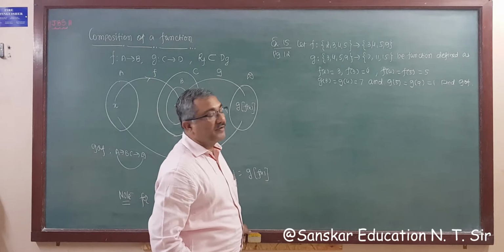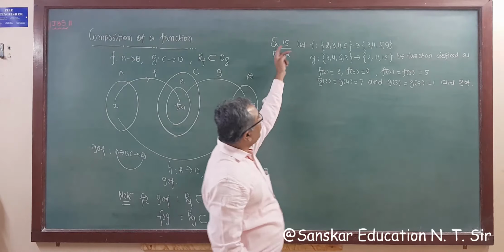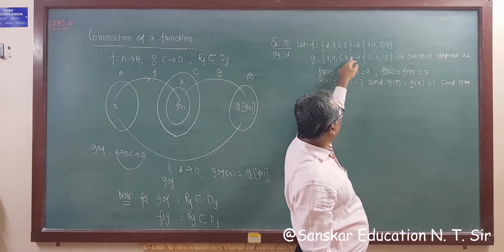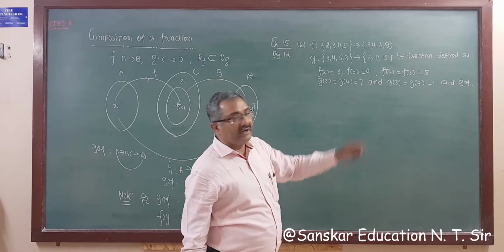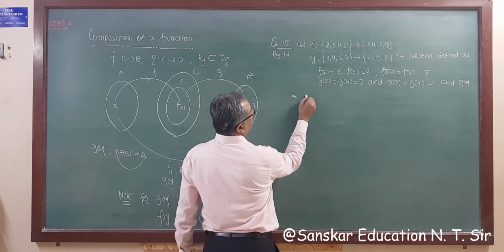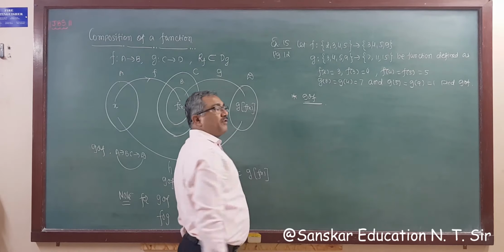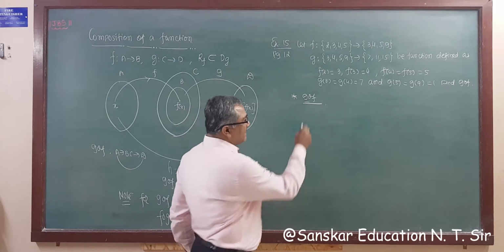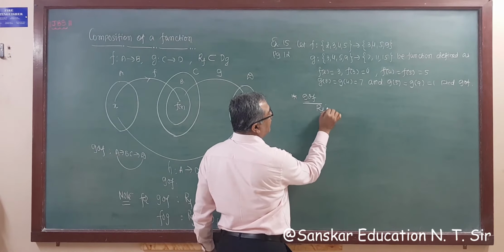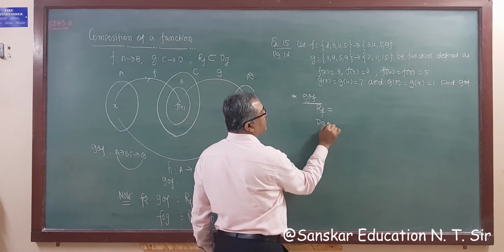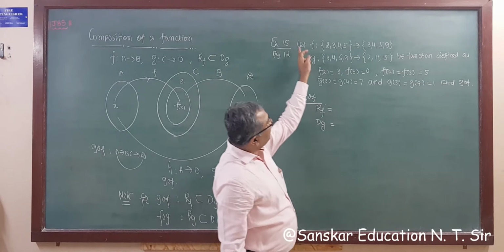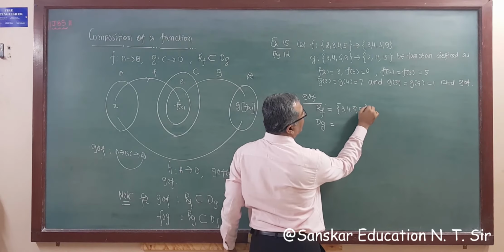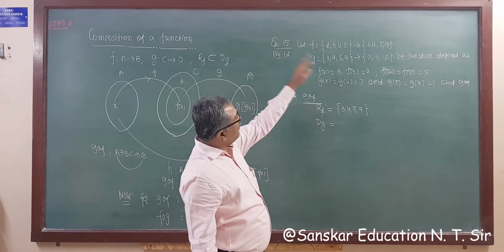So the first question is example number 15, page 12. Given that f is a function from {2, 3, 4, 5} to {3, 4, 5, 9}, and g is a function from {3, 4, 5, 9} to {7, 11, 15}, we have to find g over f. What we require is that the range of this function is a subset of the domain of this function, that is, the range of f is a subset of the domain of g. Now what is the range of f? The range of f is {3, 4, 5, 9}, and the domain of g is {3, 4, 5, 9}.